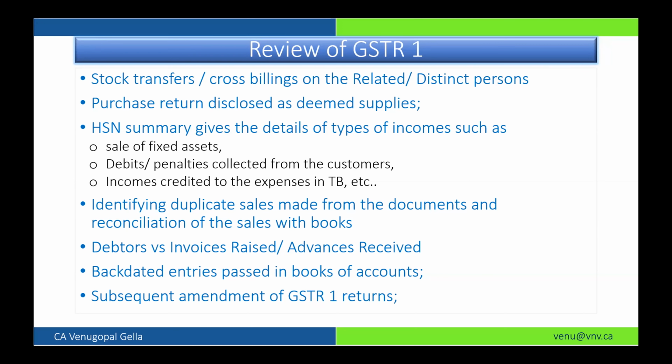Data versus invoice raised and advance received. In books, when the debtors ledger is there, that could be checked with the tax invoice and advances detail, which is shown in your GSTR1. If any error is there, suppose books or GSTR1 mismatch is there, maybe the error may be in GSTR1. If error is there, obviously, people will do a subsequent amendment.